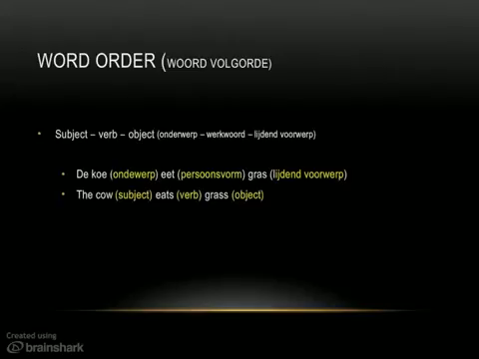Now we're going to have a look at how to make questions in English. To be able to make questions, you first have to understand the word order in English sentences. You see here that I've written down subject, verb, and object. That's the word order in English, very similar to Dutch. So you can see that the cow is the subject, eats is the verb, and grass is the object.